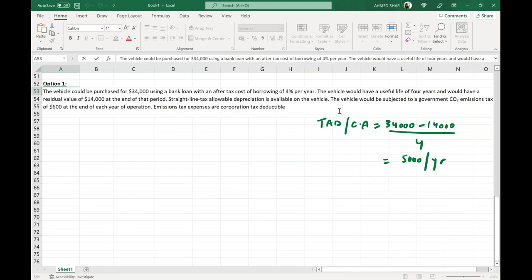The vehicle would be subject to a government CO2 emission tax of 600 at the end of each year. Emission tax expenses are corporation tax deductible. So emission tax expenses are tax deductible. This is option one.